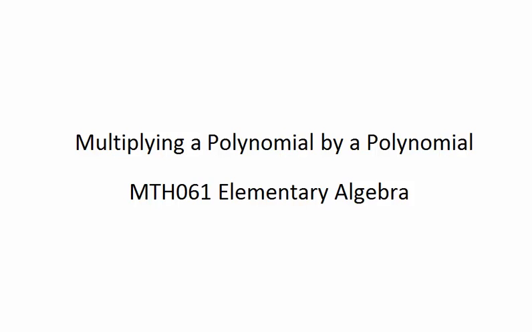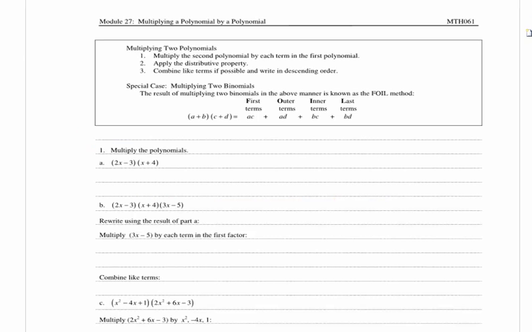In this video, we're going to be multiplying a polynomial by a polynomial. In number one, it says multiply the polynomials. In A, we have 2x minus 3 times x plus 4. Here we have two binomials multiplied by each other, and this is our special case above in the box.